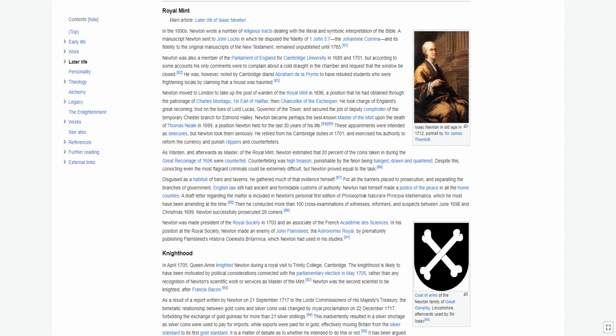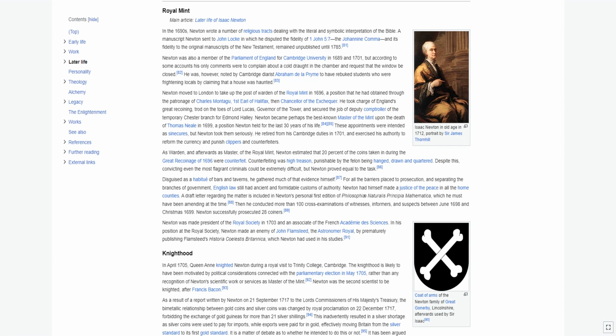He retired from his Cambridge duties in 1701, and exercised his authority to reform the currency, and punish clippers and counterfeiters. As warden, and afterwards as master, of the Royal Mint, Newton estimated that 20% of the coins taken in during the Great Recoinage of 1696 were counterfeit. Counterfeiting was high treason, punishable by the felon being hanged, drawn, and quartered. Despite this, convicting even the most flagrant criminals could be extremely difficult, but Newton proved equal to the task. Disguised as a habitué of bars and taverns, he gathered much of that evidence himself.